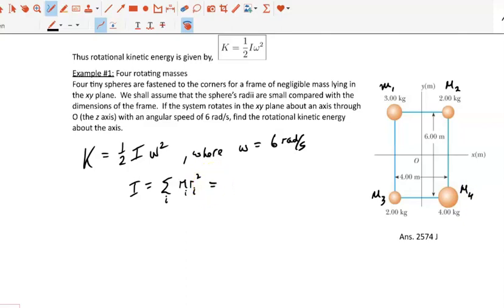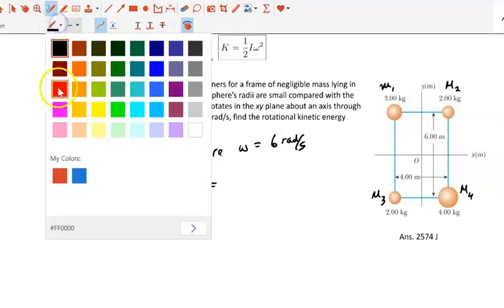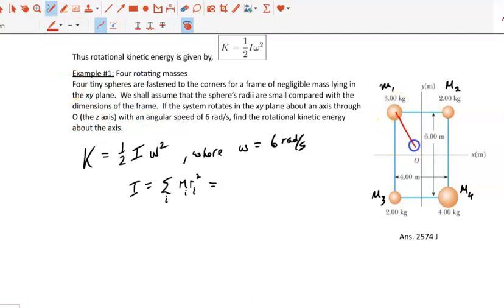We're really going to be summing these, and if you look at it carefully, the distance right here is R1, and over here this is R2, and so on. In fact, you can hopefully note that R1, R2, R3, and R4 are all the same. They're equal to R.